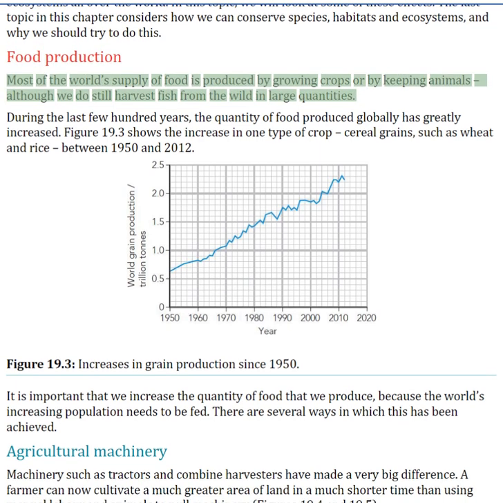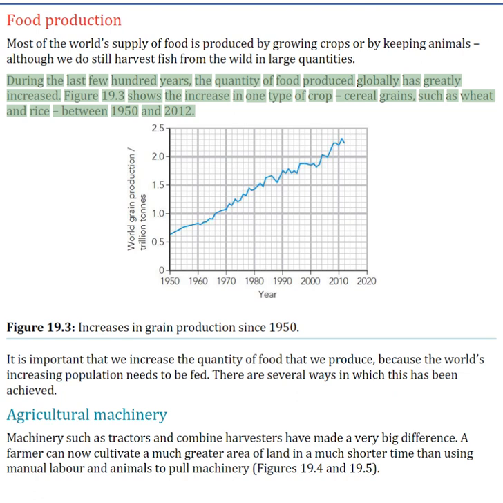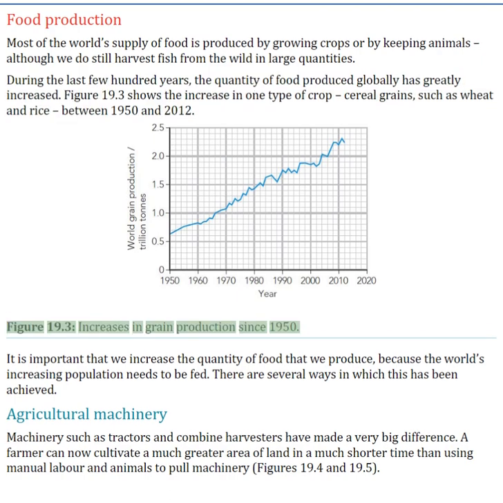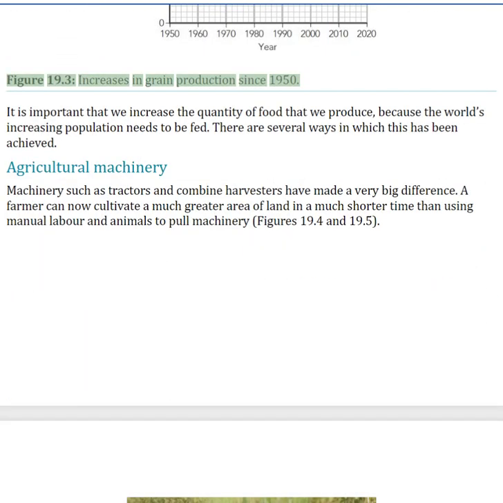Food production. Most of the world's supply of food is produced by growing crops or by keeping animals, although we do still harvest fish from the wild in large quantities. During the last few hundred years, the quantity of food produced globally has greatly increased. Figure 19.3 shows the increase in one type of crop, cereal grains, such as wheat and rice, between 1950 and 2012. Figure 19.3: increases in grain production since 1950.